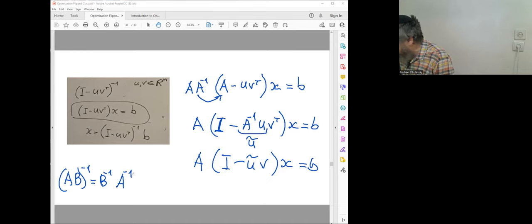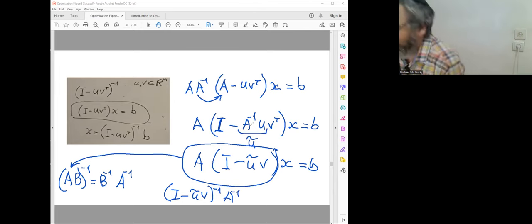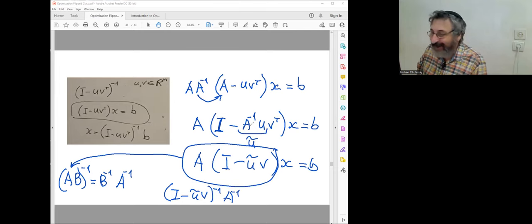So I want the inverse of this expression. It's like AB inverse, yes? It's like this one. So the final result will be I minus U tilde V inverse. I will not substitute, multiplied by A inverse. But this we already have, just substitute. I give you a rough idea, but who was commenting, I don't remember the name, that just by direct check, we also could do it.